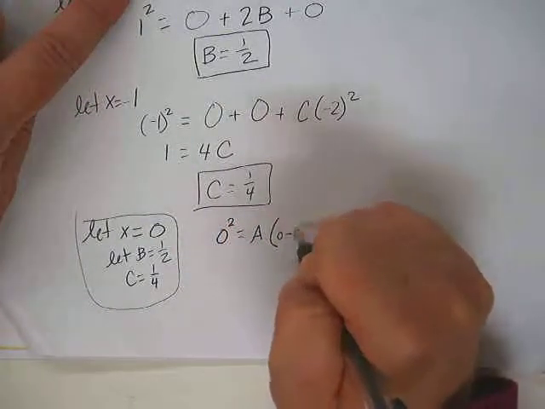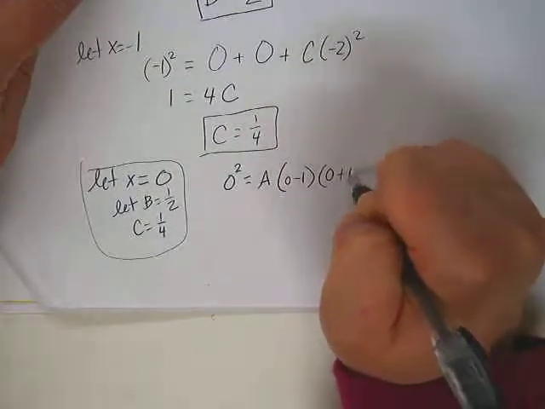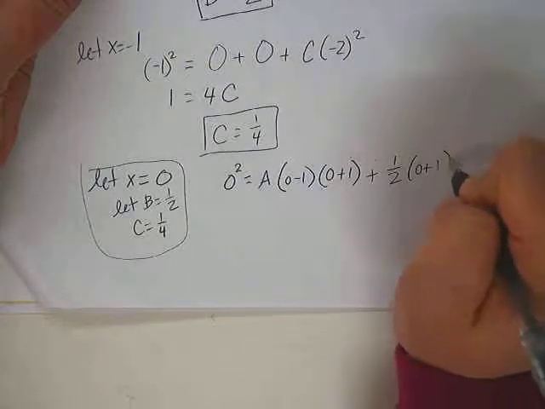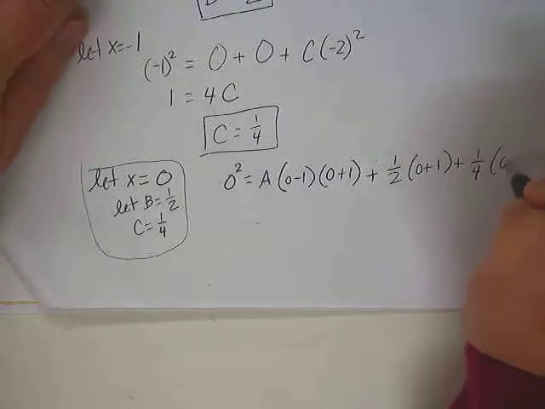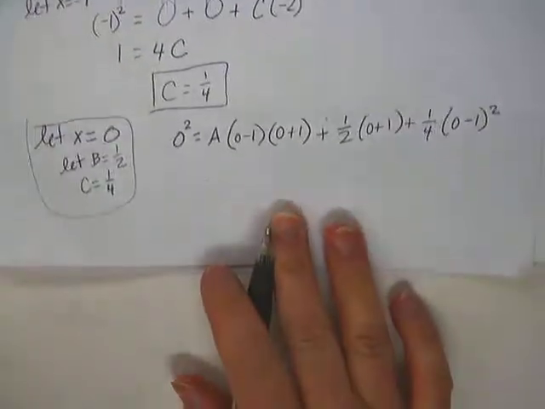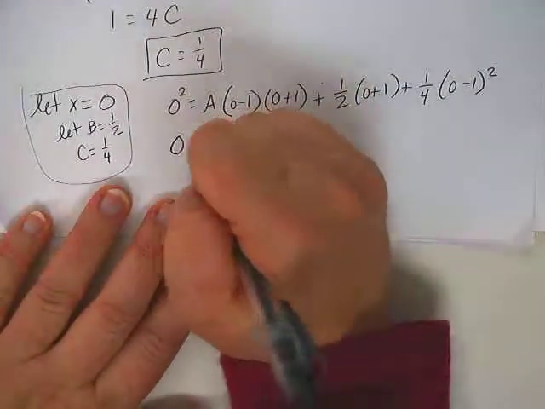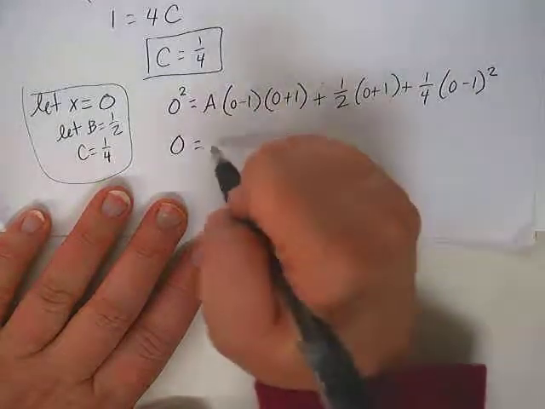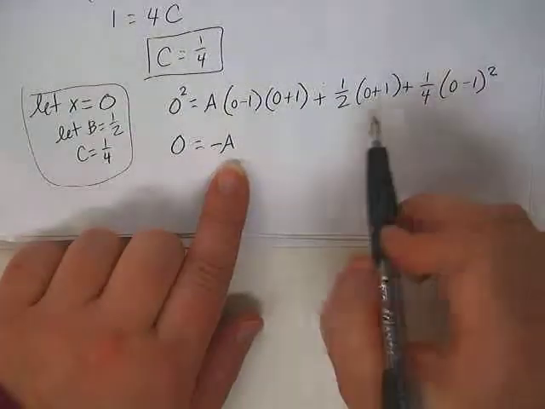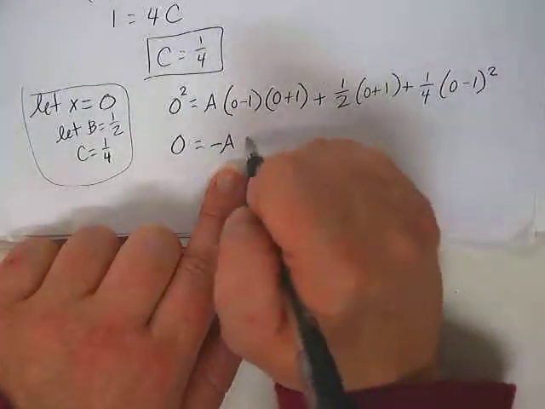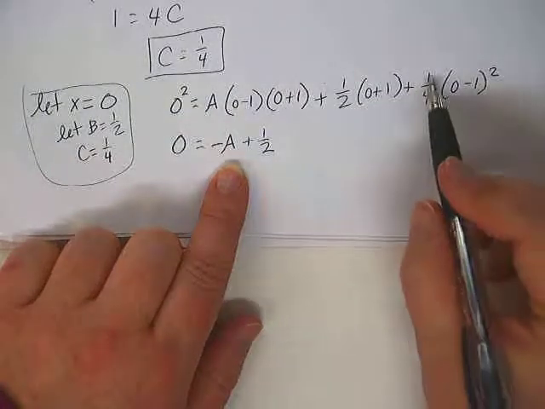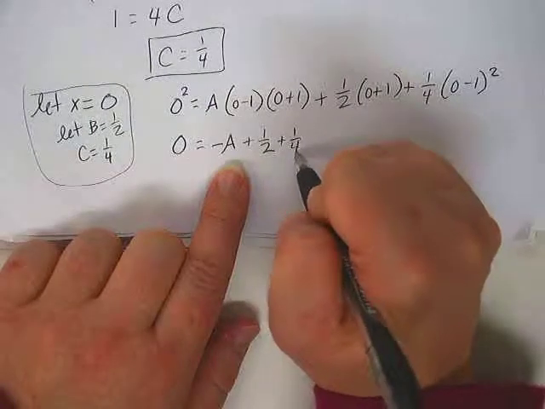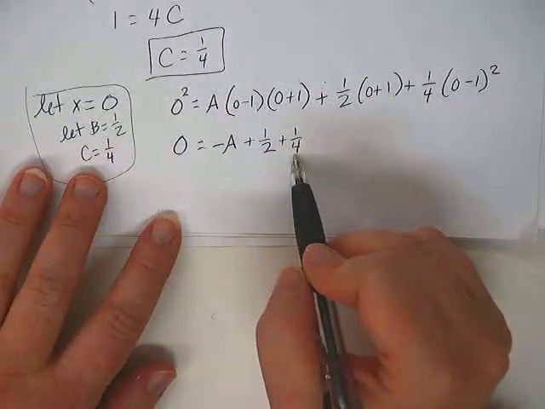Okay? So then we do 0 squared equals a times 0 minus 1 times 0 plus 1 plus 1/2 times 0 plus 1 plus 1/4 times 0 minus 1 squared. Okay, so we get 0 equals, and we have a negative 1 and a positive 1 multiplied times a, so negative a. And then we have 1/2 times 1 is 1/2. And we have 1/4 times 1, because negative 1 squared is a positive 1.